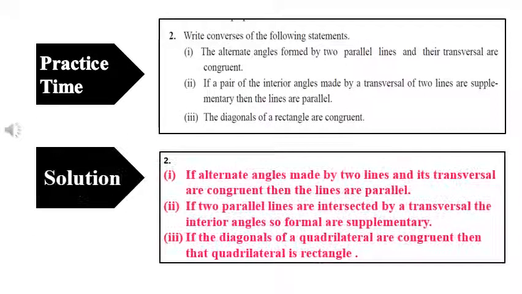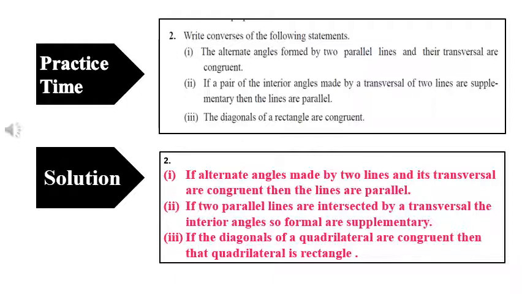Let us continue further with question 2. Here we have to write the converse of the following statements, meaning the opposite, but the meaning again has to be the same. Question 1: the alternate angles formed by two parallel lines and their transversal are congruent. The answer will be: if alternate angles made by two lines and their transversal are congruent, then the lines are parallel.